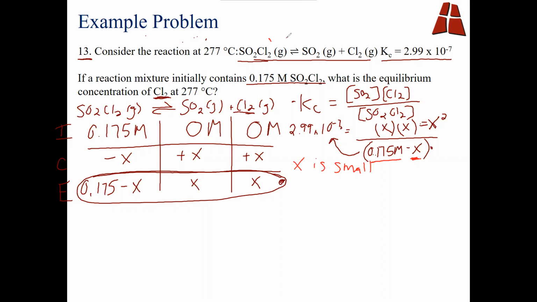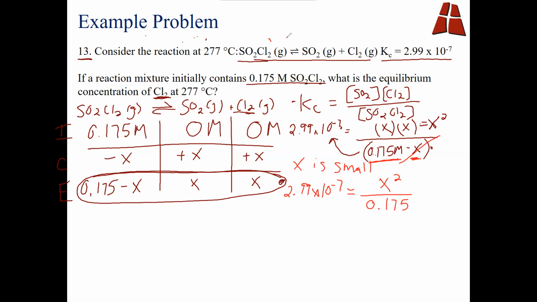If we assume x is going to be some small value, in particular much smaller than our starting concentration here, then what we can do is just ignore this x term in our denominator. And so when we do that, our expression turns into 2.99 times 10 to the minus 7th is equal to x squared over 0.175.